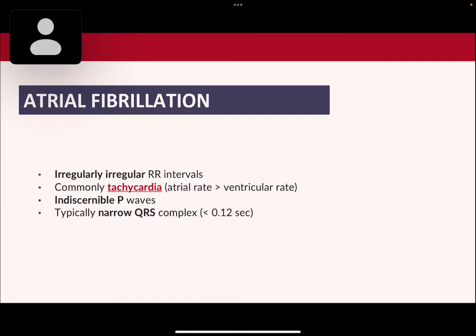Now, back here with irregularly irregular RR interval, they're either going to give you this in the question, or we're going to figure this out by analyzing the rhythm in the ECG paper. So if it's irregularly irregular, just know this is atrial fibrillation. That's all you need to know.